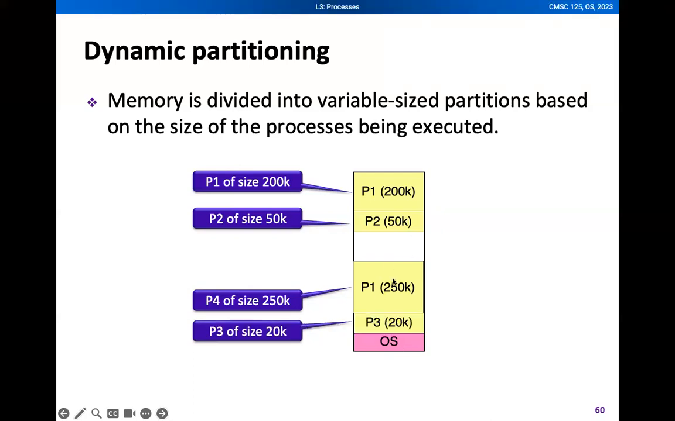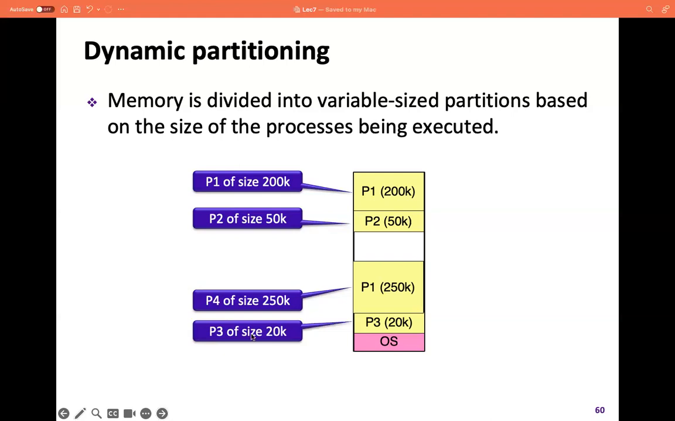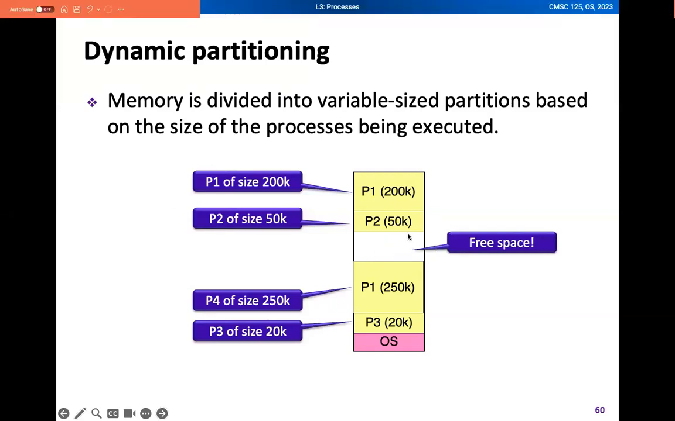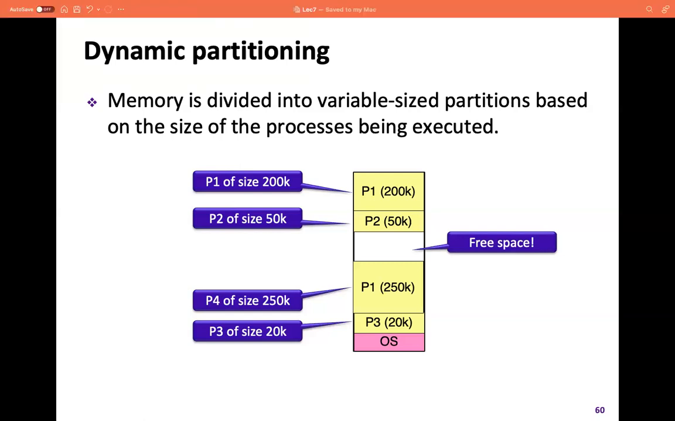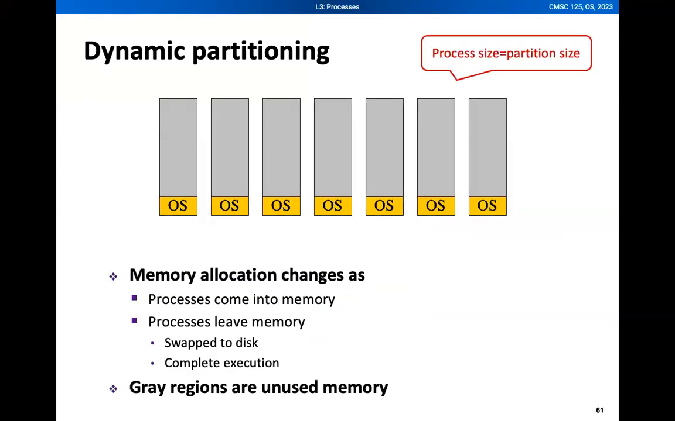And then for P3, we have to look for available or free memory that has size 20K. Okay, and you can see that there are some free spaces here that we can still load another process with. And as you can see, it is more efficient compared to the fixed partitioning. So let's see here again.